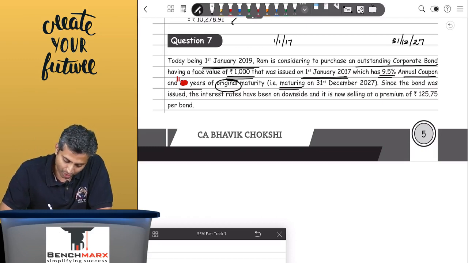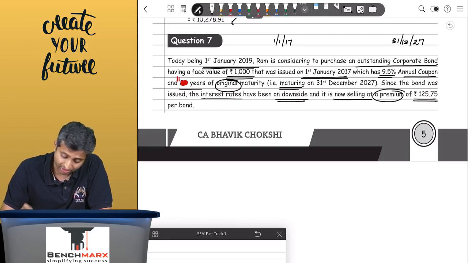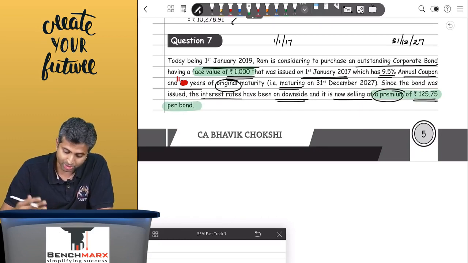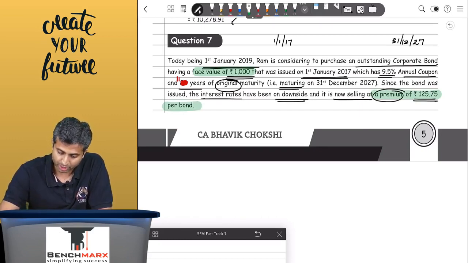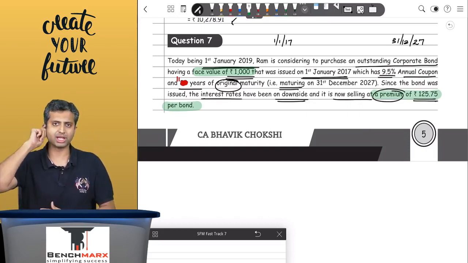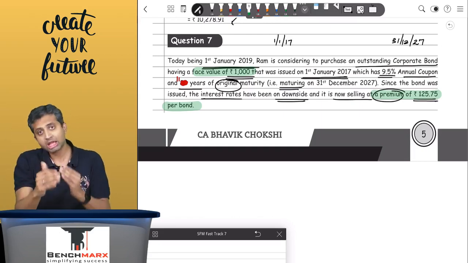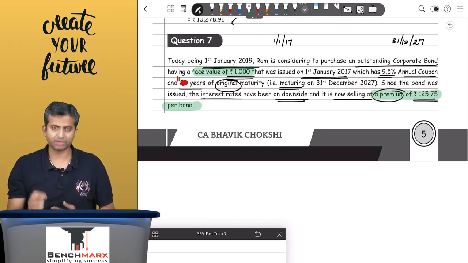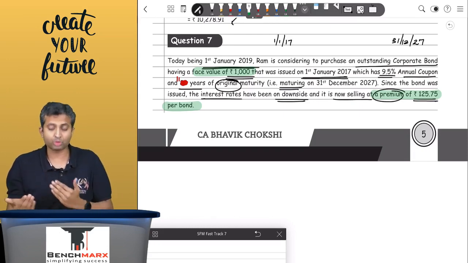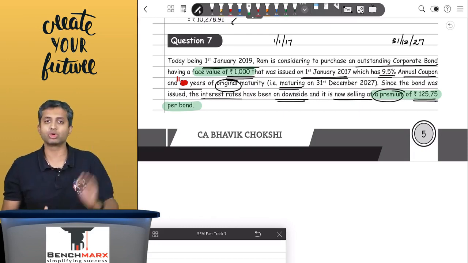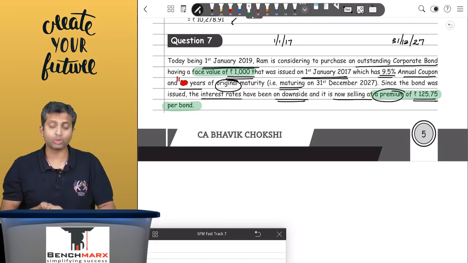Since the bond was issued, interest rates have been on a downside and it is now selling at a premium of 125.75. So, this is selling at a premium. What is the face value of the bond? 1000, and it is selling at a premium of 125.75 per bond, which means it is selling at 1000 plus 125.75, that is 1125.75. This is the market price. They have not given you the market price directly, they have given it to you indirectly. So today's market price, if Ram decides to ultimately go ahead and purchase the bond, he will have to pay 1125.75.